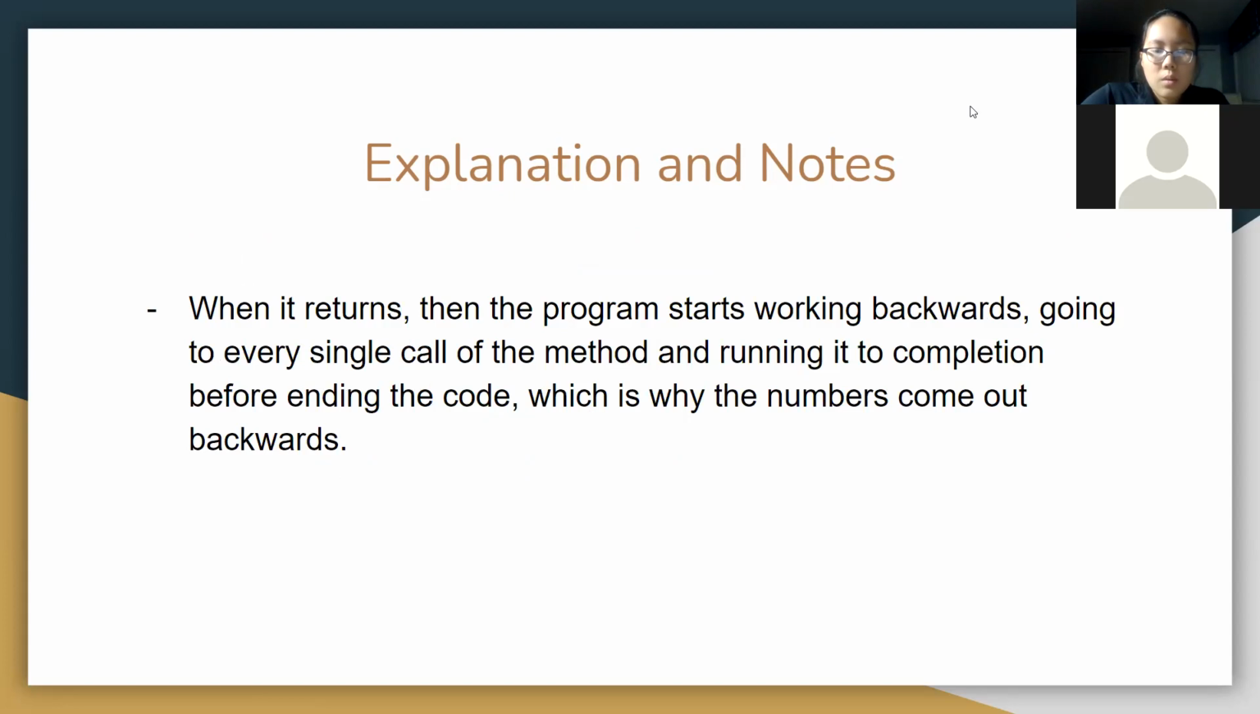More notes. This is just like what I was saying before: when it returns, the program starts working backwards, going to every single call of the method and running it to completion before ending the code, which is again why the numbers came out backwards from what you would expect.